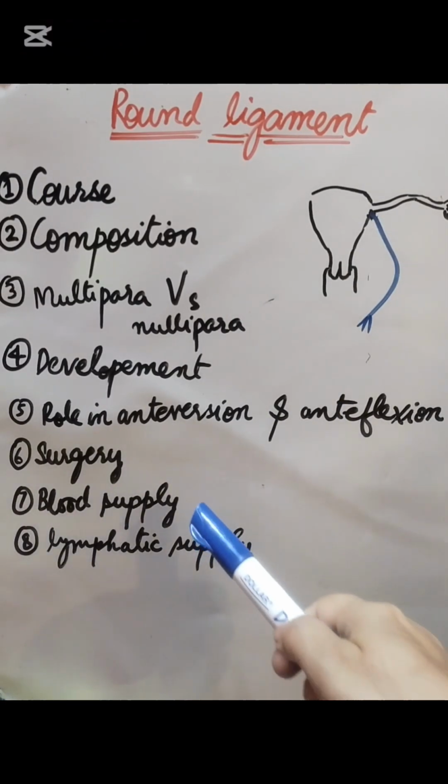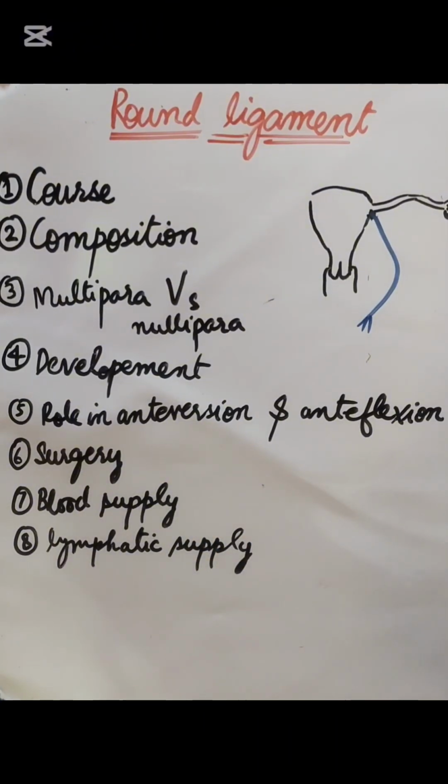Then what about the blood supply of the round ligament? The round ligaments are supplied by a branch of the ovarian artery derived from its anastomosis with the uterine artery. Hence, there is necessity for ligation of the round ligament during hysterectomy. So you should remember why we ligate the round ligament during hysterectomy: because its blood supply is very rich. It is from the ovarian artery, and the ovarian artery has anastomosis with the uterine artery.